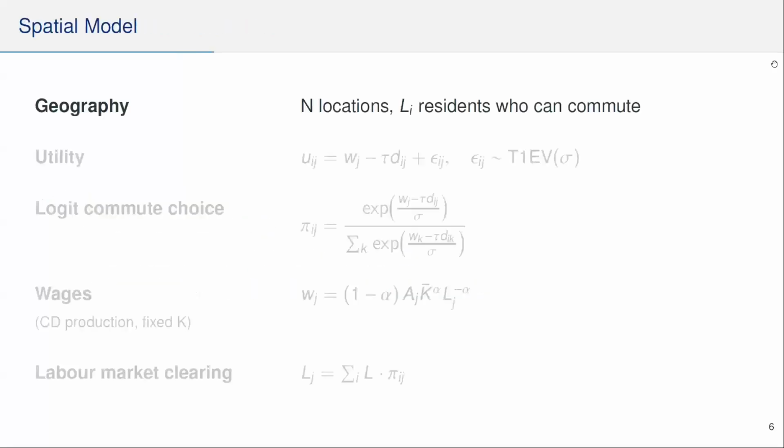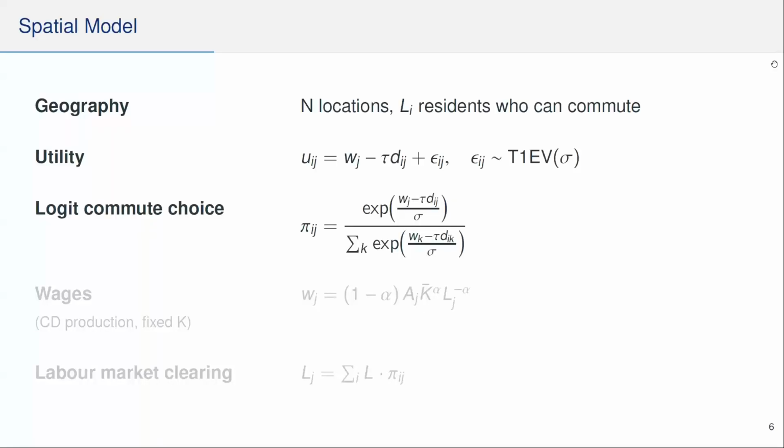Okay. Here's my really simple spatial model. We're going to have a bunch of locations. Each of these locations is going to have a set of people who live in that location, and they are fixed in where they live. But what they can do is commute. They choose to commute based on the wages offered by all of the different locations and the travel costs it would cost them to go and work in those locations. This gives us the classic logit commuting choices, and that is the worker side of the model.